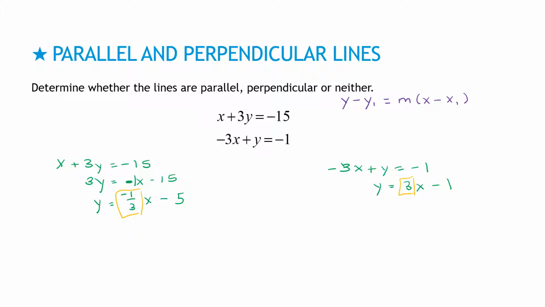Again, these would be perpendicular because if I took negative 1/3 and did the opposite reciprocal, flip it over, which means 1/3 becomes 3 over 1, or 3, and change the sign from negative to positive. Because my two slopes are opposite reciprocals, these are perpendicular lines.